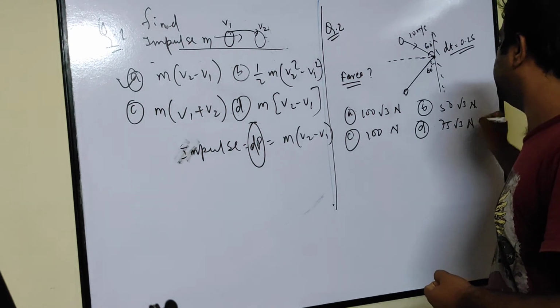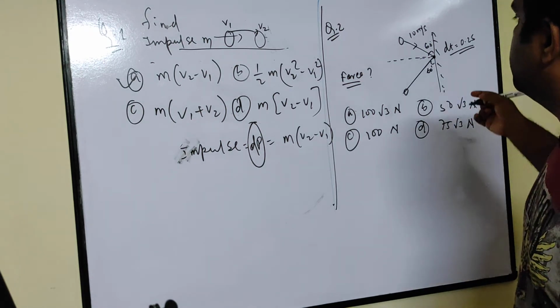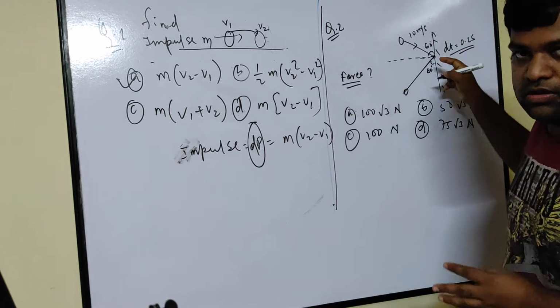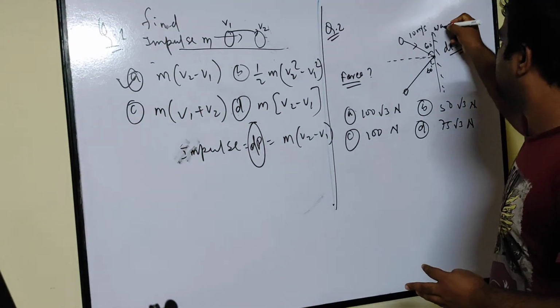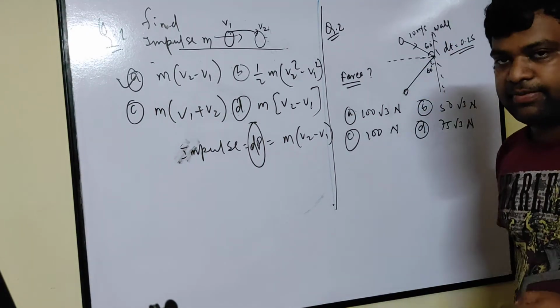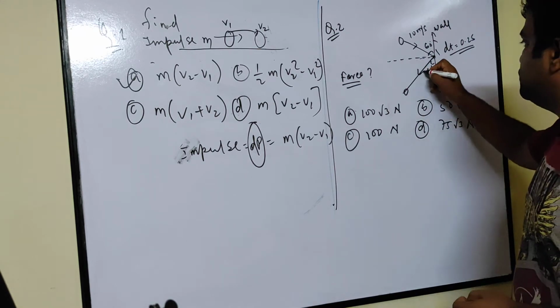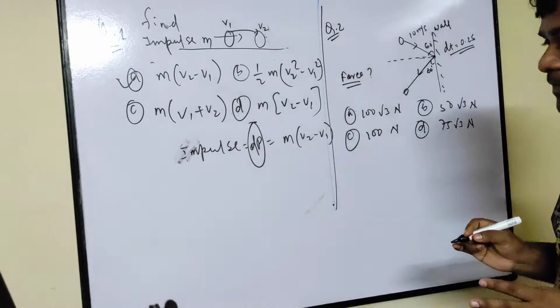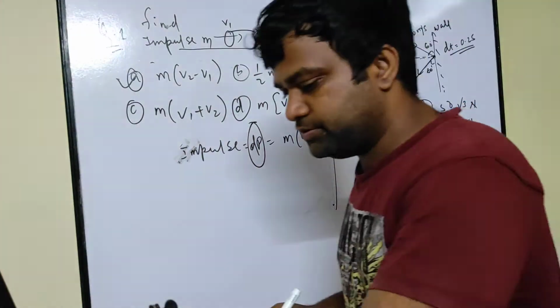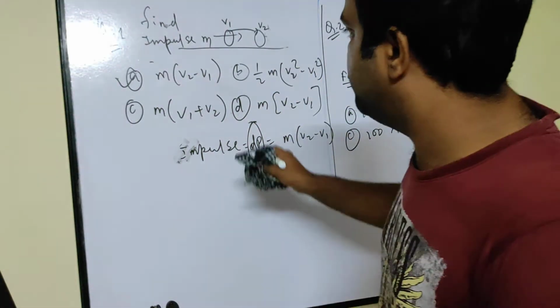75 root 3 Newton. Now the question is, this is striking the wall and this is your wall. Now it's reflecting back, right? So with a velocity and same velocity. So let us solve it. You can try it also, it's not very difficult.